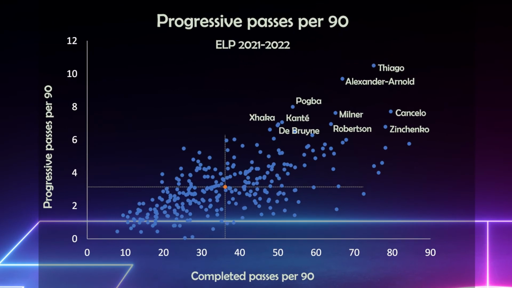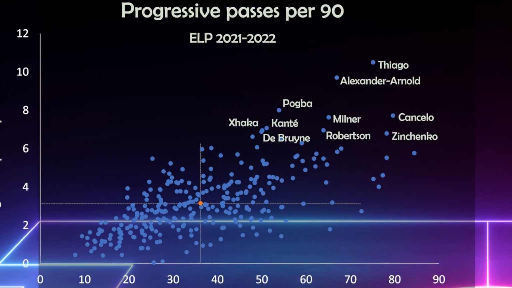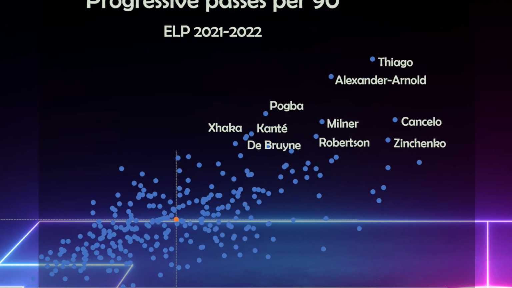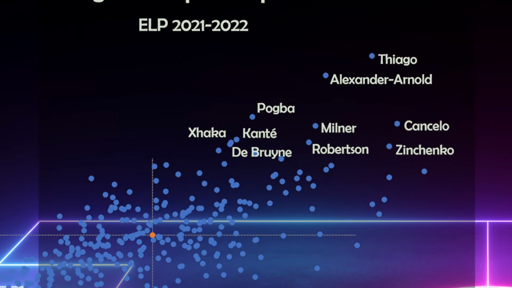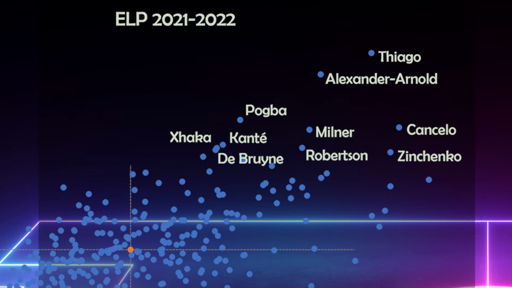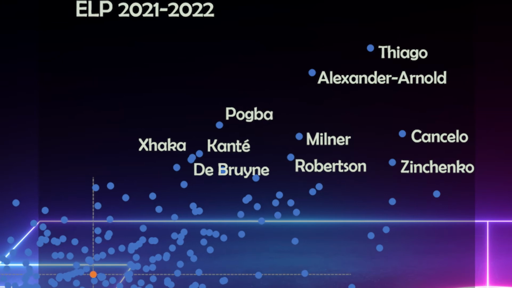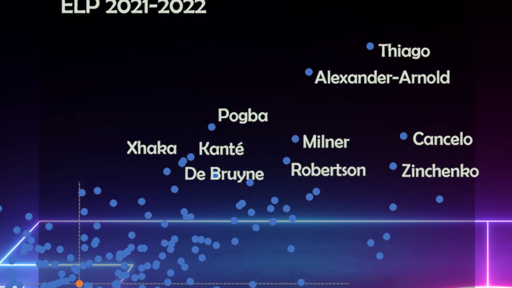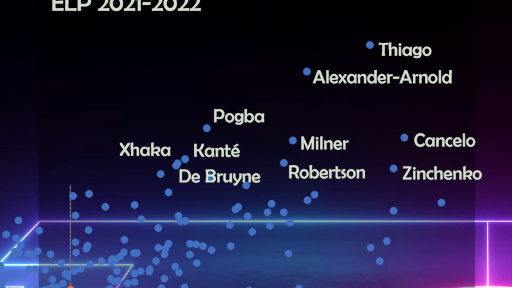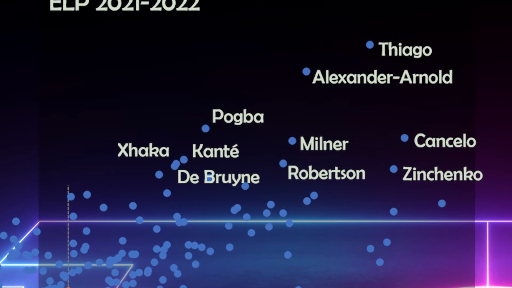So if we take the top performer on the progressive passes per 90 list, this is Thiago, and anyone who's watched Thiago would probably expect him to be on this list. Relatively technically proficient, in fact an excellent technician, he is really notable in the extent to which he looks for forward passes. Alexander-Arnold plays a somewhat similar role to Cancelo, again no surprise there. Pogba, again no surprise, much maligned, but in certain aspects of his game, such as this one, he excels.